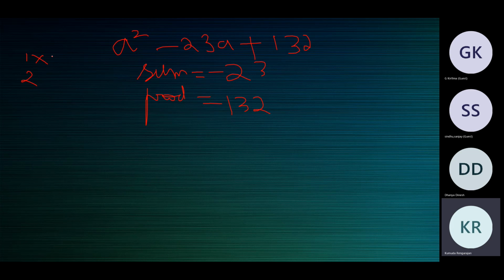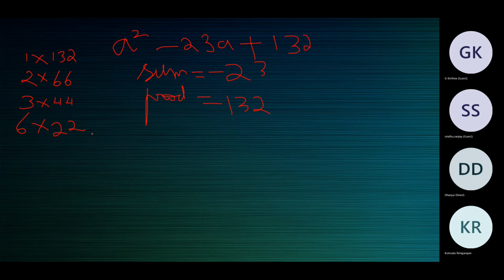Now, write out the pairs of numbers that can give us the product 132. 1 into 132 can give us the product 132, or 2 into 66. 3 into 44. 5 is not possible. 6 in the tables of 6, 6 twenty-twos. Correct, children? Yes, ma'am. Is it divisible by 7?